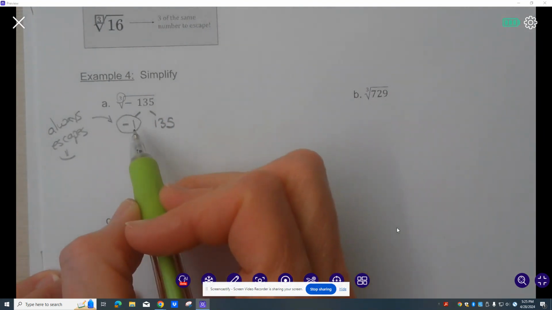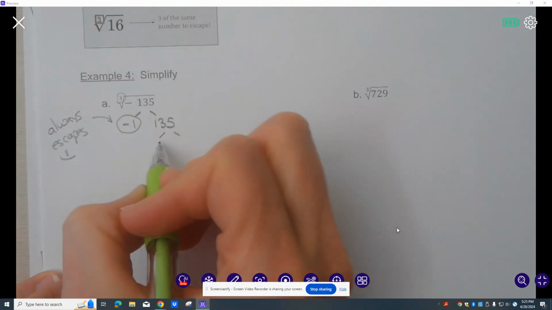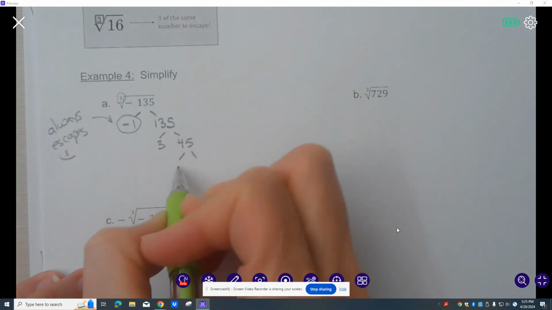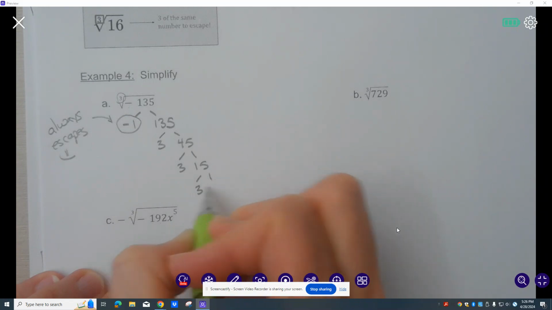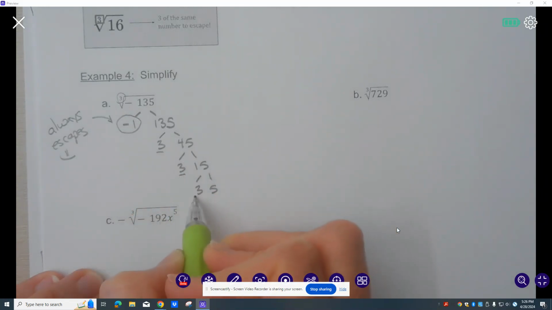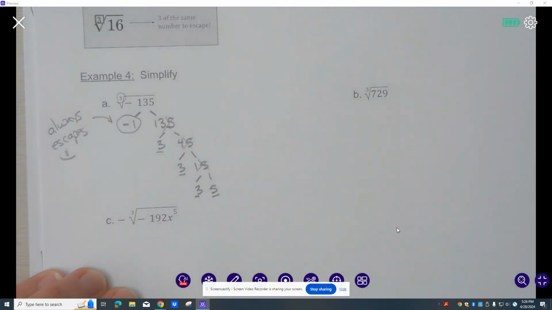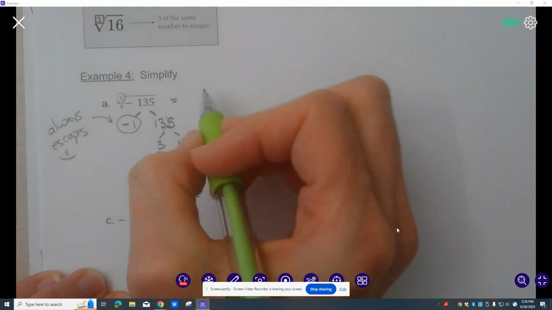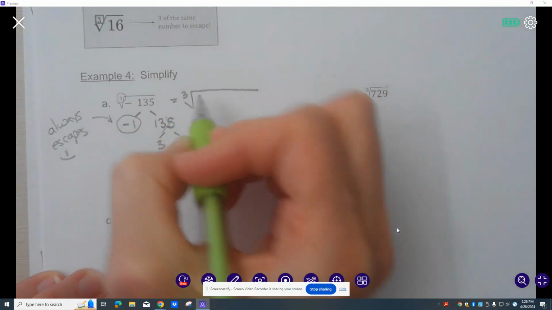So I'm just going to leave that. I know that's going to escape. Now I'm going to do my tree on 135. 135 is 3 times 45. 45 is 3 times 15. And 15 is 3 times 5. So my prime numbers are 3, 3, 3, and 5. These are not prime, so I'm going to X those off and kind of forget about them. Okay, so what I have up here now is I have a third root. Don't forget to write your index.